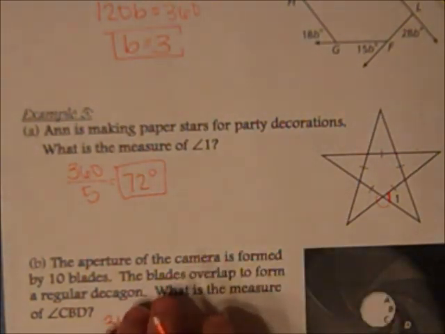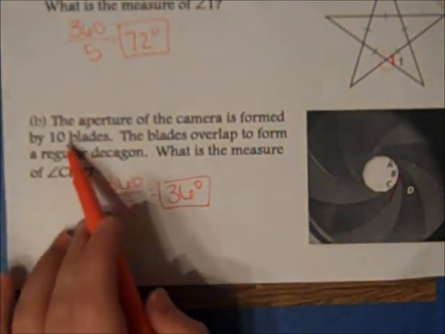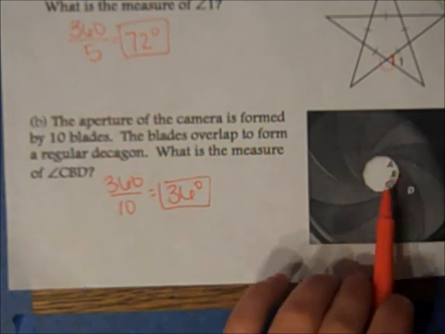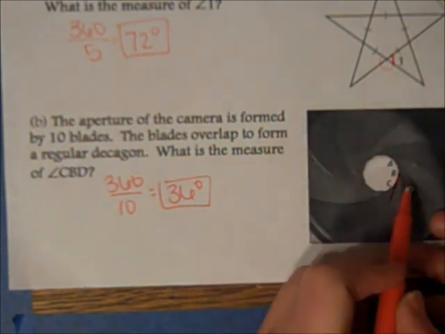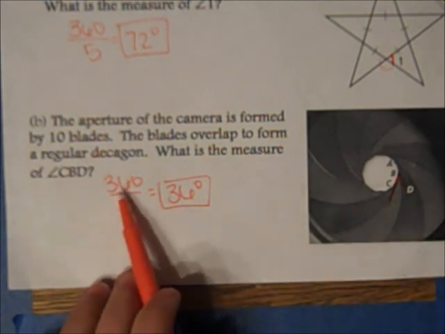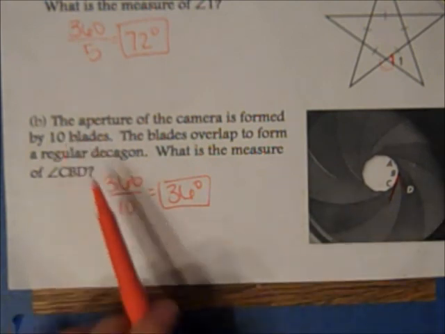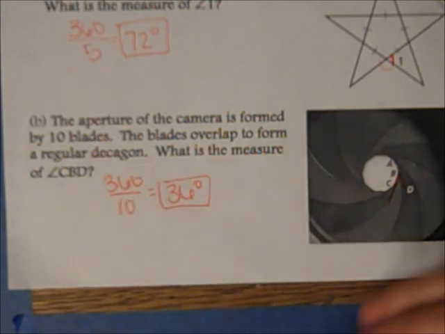Okay, y'all pause and try B for yourself. Okay, B is the exact same thing, only this is a decagon because it has 10 blades. I don't know if y'all can see your picture better than mine, but we are talking about an exterior angle. So exterior angles always add up to 360. There are 10 sides, so I'm just going to divide by 10. So X is equal to 38.